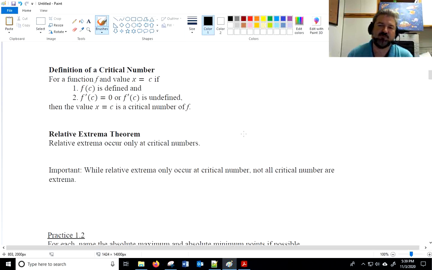So let's define what a critical number is. For a function f and value x equals c, if f of c is defined and f prime of c is equal to 0 or f prime of c is undefined, then we say x equals c is a critical number of f. It's very important that f of c actually exists. If f of c doesn't exist, the derivative won't either. But we're talking about a point actually on the curve where the derivative is either 0 or undefined.